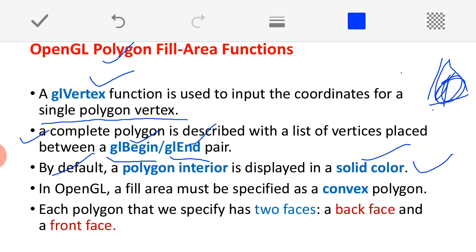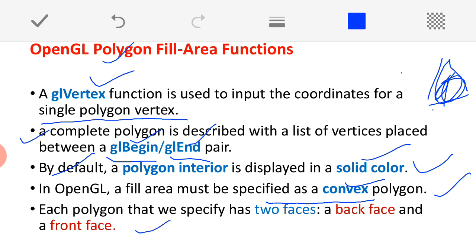The next point is, in OpenGL a fill area must always be specified as a convex polygon. That is very important, and everyone should know this particular point. Whenever OpenGL processes any polygon, that polygon should always be specified as a convex polygon. We have already said that there are two types of polygons that we can categorize, concave polygon and convex polygon. Here it says that in OpenGL, to create a polygon and fill the area of that polygon, the polygon should always be convex. That is another point that you need to remember.